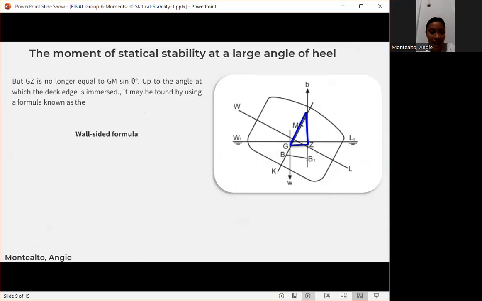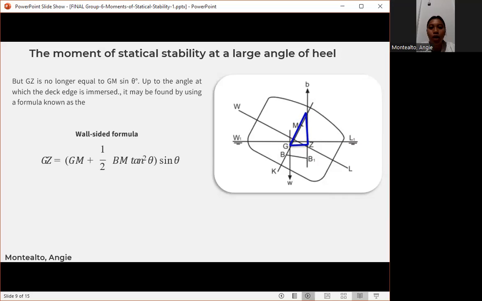So now GZ, or the righting lever, is not equal to GM sine angle of heel, as we see in the illustration. To solve this, what formula are we going to use? The wall-sided formula, which is GZ equals open parenthesis GM plus 1/2 times BM times tan squared angle of heel close parenthesis times sine angle of heel.